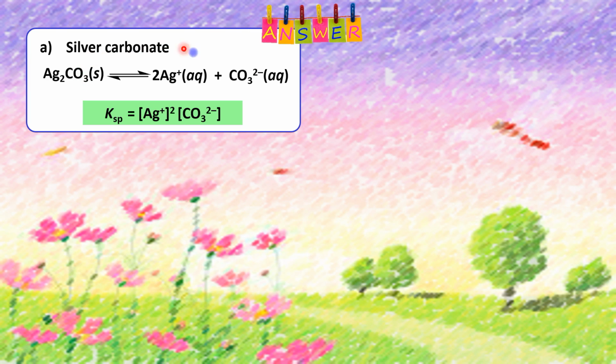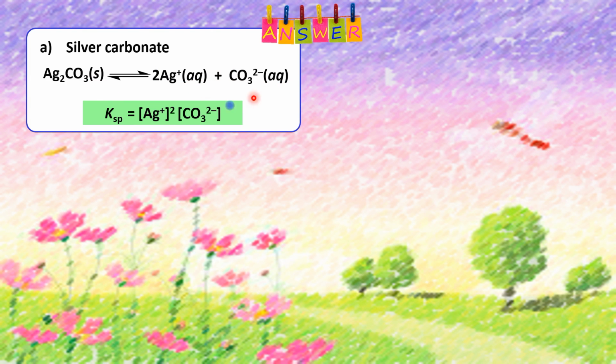Okay, silver carbonate. First of all, you have to write the dissociation of the salt. The salt here is slightly soluble, or partially soluble, so you have to use the reversible arrow and make sure the equation is balanced. Remember, the salt exists in solid form, whereas the ions are in aqueous form.